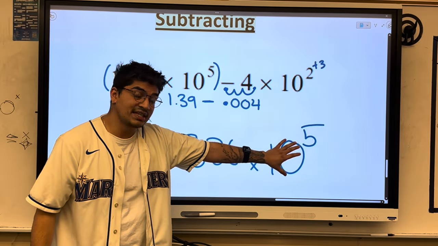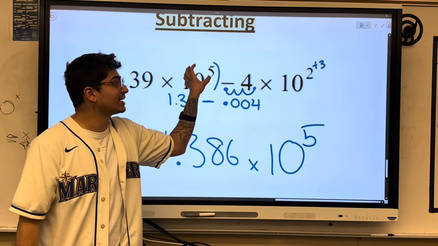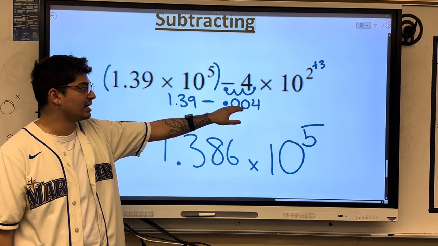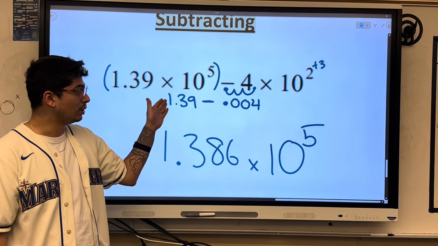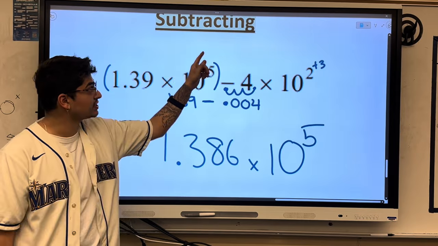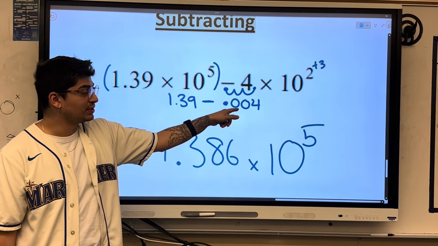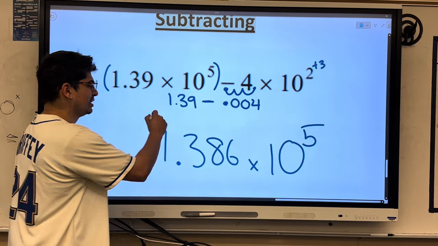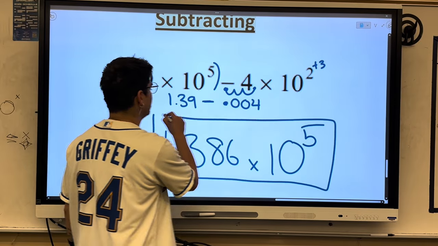Again, this gets to be here because we changed the exponents to be the same. I changed my decimal so that it can be interacting with the other one. 1.39 minus, because it's subtracting now, 0.004 is your final answer. And we don't have to change anything. This one you don't have to change.